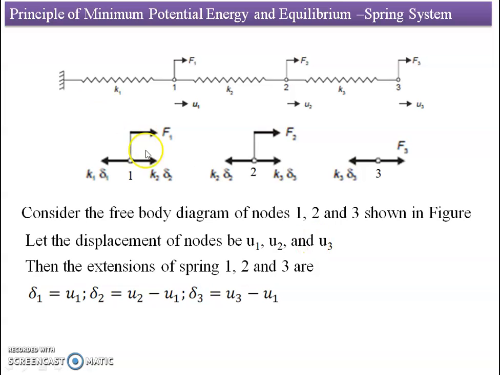Let us consider a system of springs in series. The first spring has a spring constant k1, the second spring has a spring constant k2, and the third spring has a spring constant k3. Spring 1, having stiffness k1, has one end fixed and the other end joined at node 1.